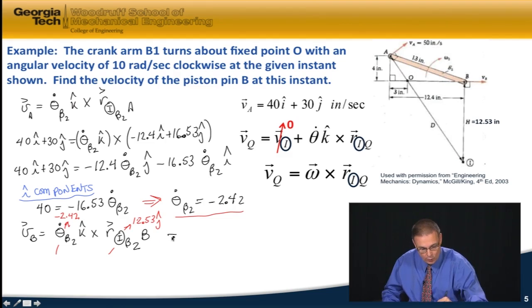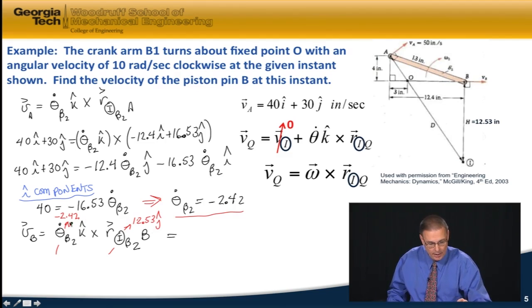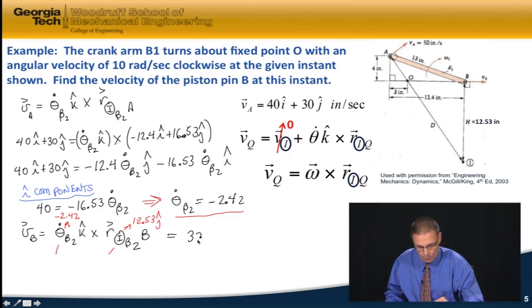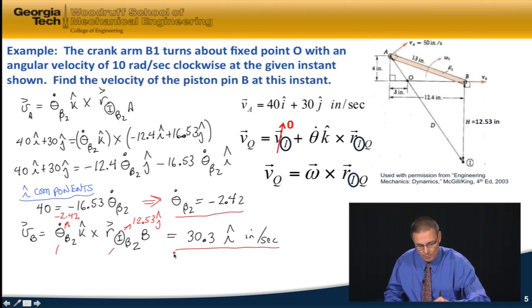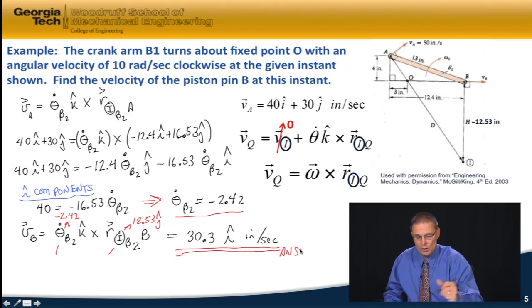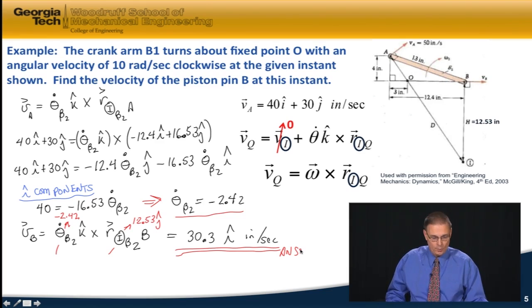If I do that cross product, I've got K cross J is minus I, but I've got a minus 2.42 times 12.53. So minus and minus is a plus. I get 30.3 in the I direction, inches per second, for the velocity of B. And so we get the same answer as we did using the relative velocity equation. Okay, that's solving velocities on a planar rigid two-dimensional body.